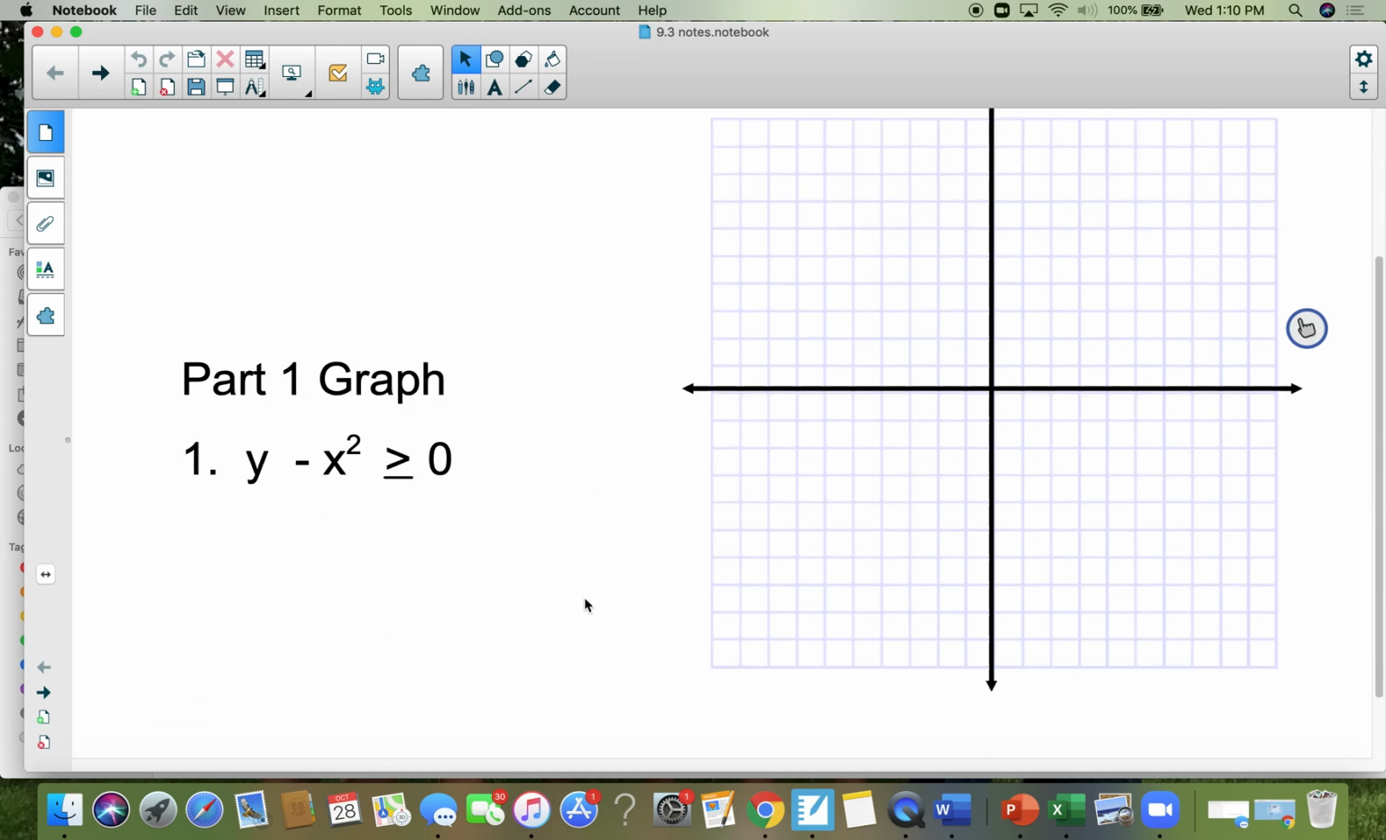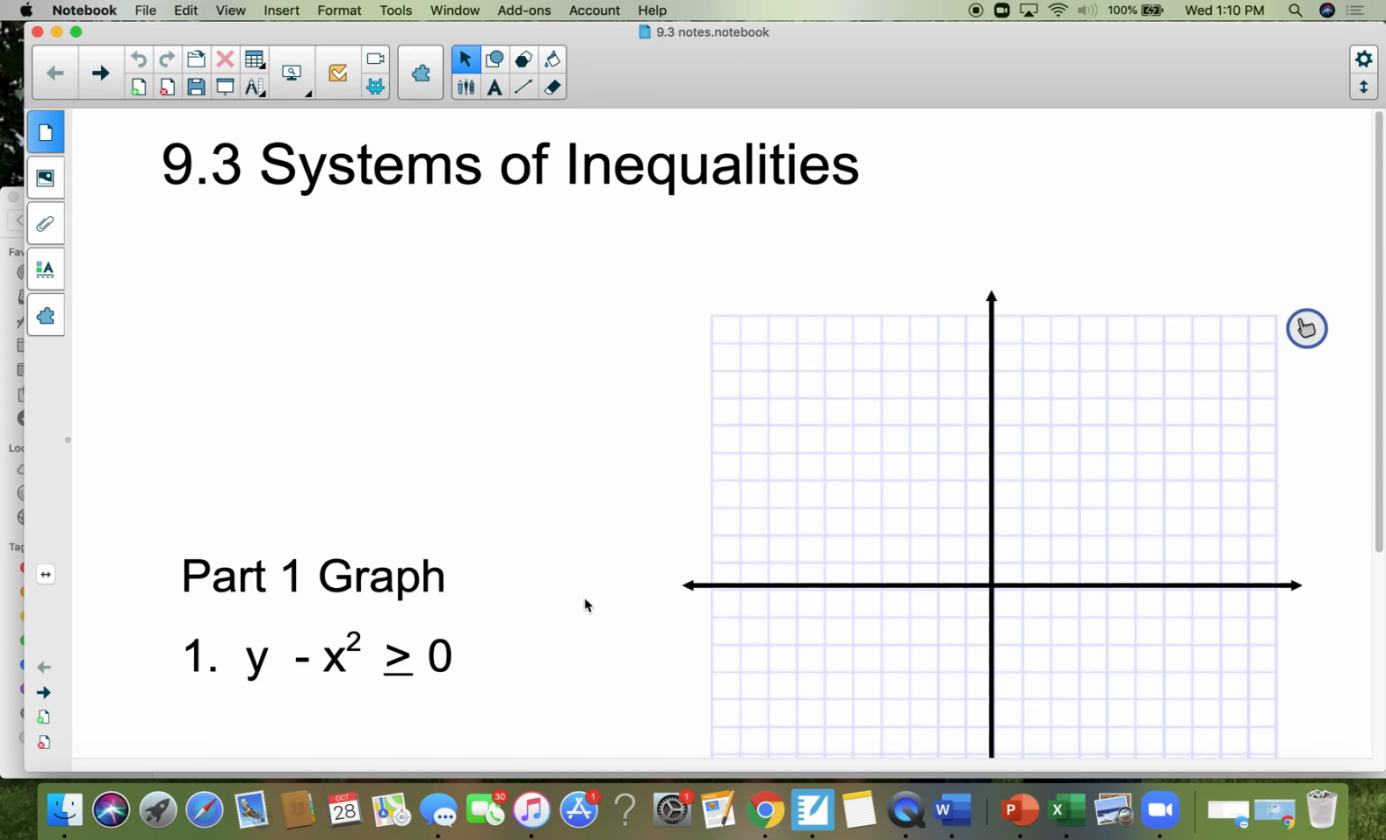Okay, systems of inequalities. Again, 4 templates. It's not going to take long to do this. And you're doing the whole thing by graphing. So the first thing I'm going to do is get y alone by adding x squared.